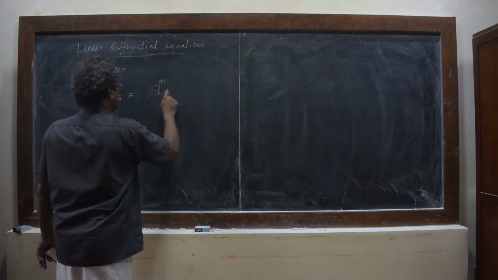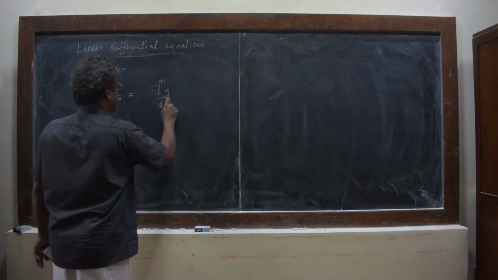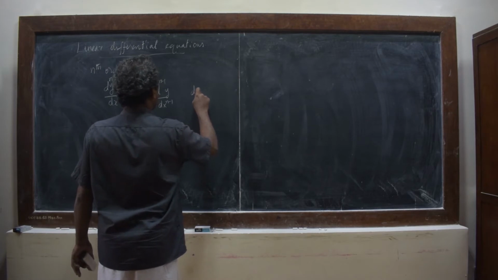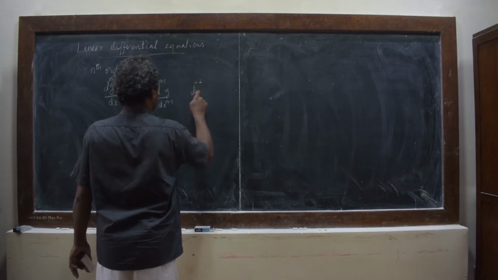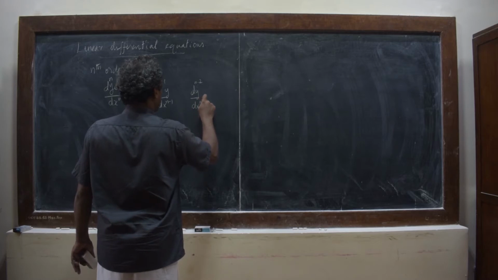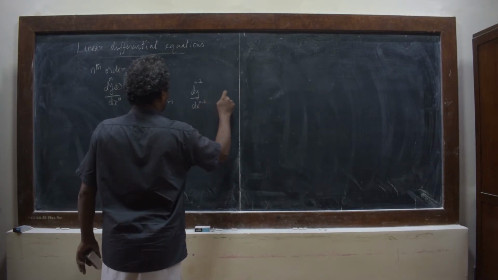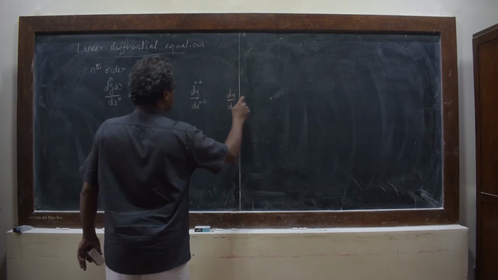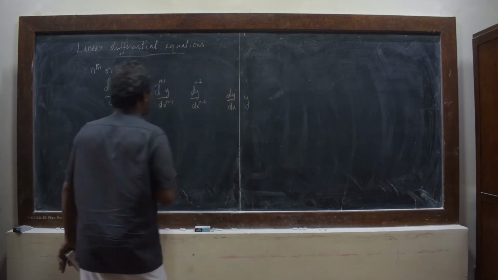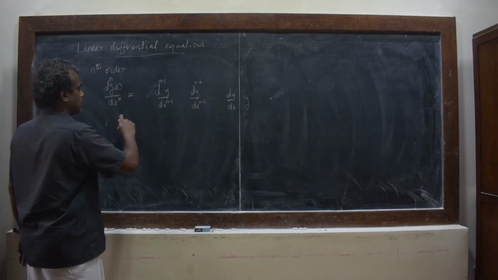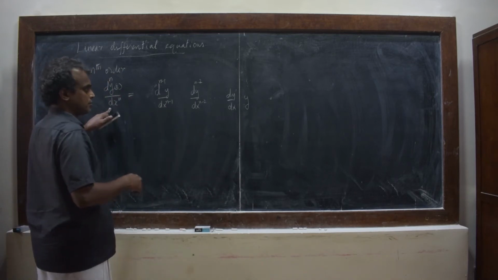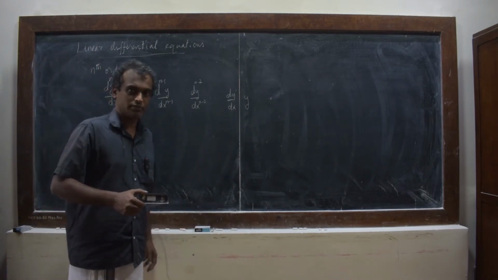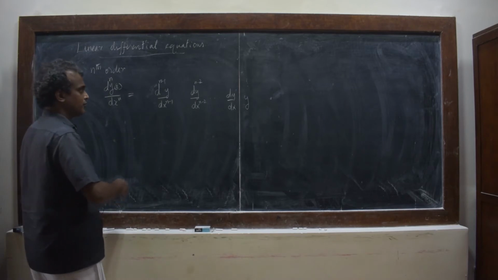d n minus 1 y by dx n minus 1 and d n minus 2 y by dx n minus 2, etc., dy by dx as well as y itself. So the nth order derivative will depend on all the lower order derivatives, but the dependence on these will be linear.